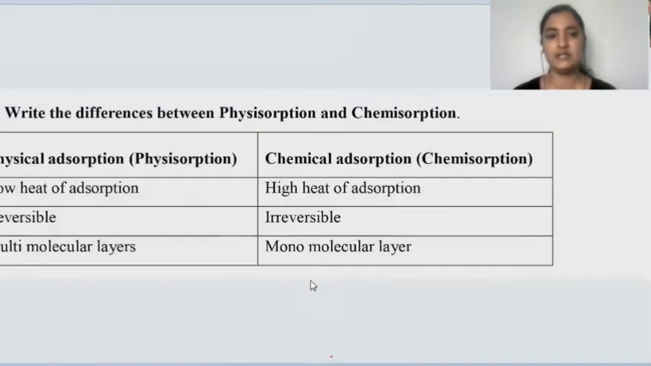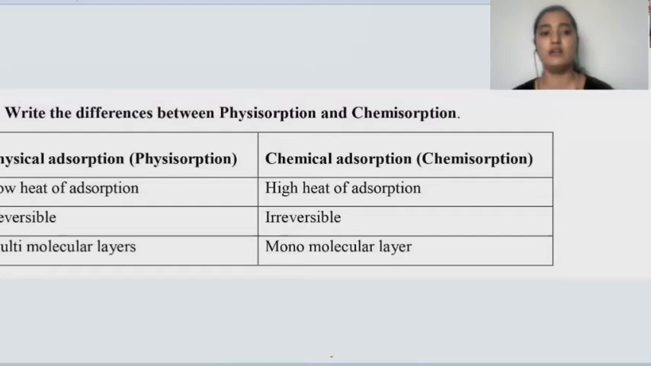When you consider the second question here, it is regarding writing the differences between physisorption and chemisorption. These are the two types under adsorption. One is physisorption, the other one is chemisorption. Physical adsorption is shortly called physisorption. In physical adsorption, the molecules of the adsorbate are held on the surface of the adsorbent with the help of weak van der Waals force.